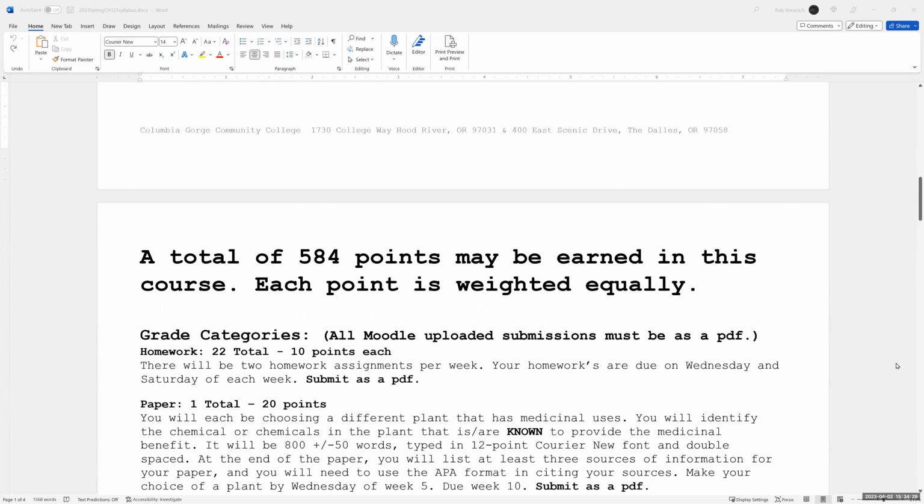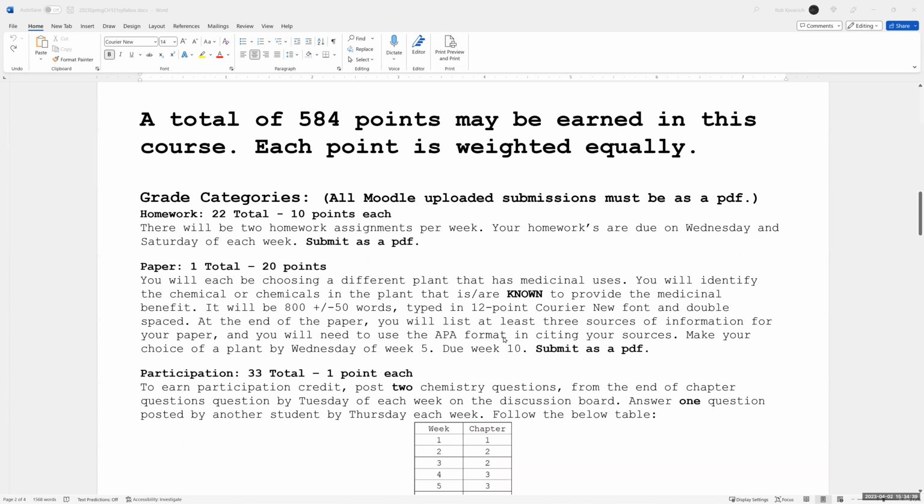There are 584 total possible points you can earn. And so 90% of that or more will get you an A. So we're going to do a homework assignment for 2 per week. So that'll end up being 22 total homework assignments. We're going to have 1 paper, and that paper is, you're going to find a plant that has some sort of known medical use. You're going to find papers that talk about that known medical use, and then you're going to write a paper that's about 800 words, and you're going to use APA format to cite your source.